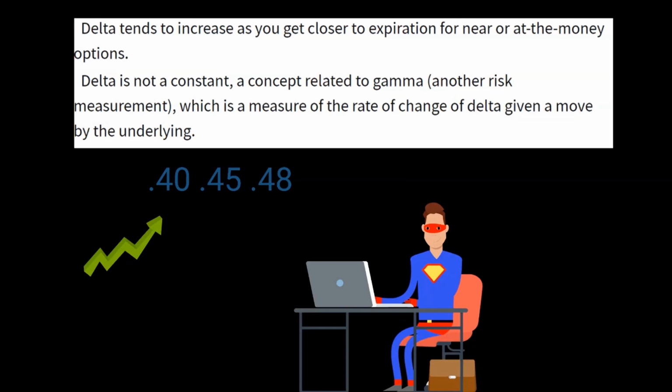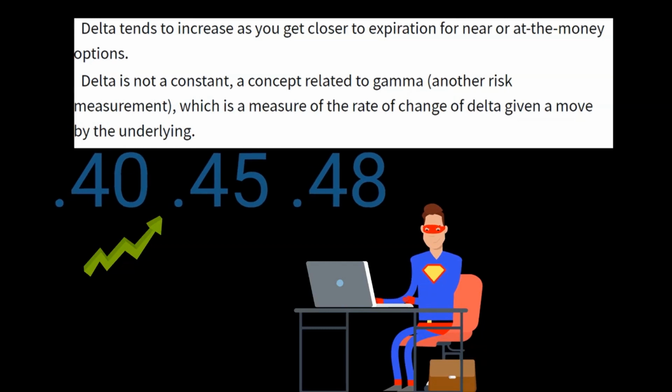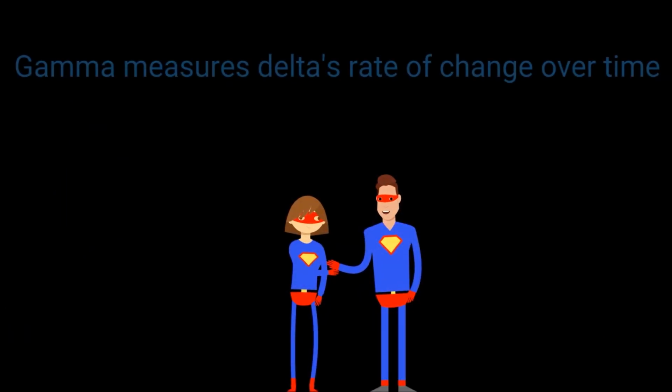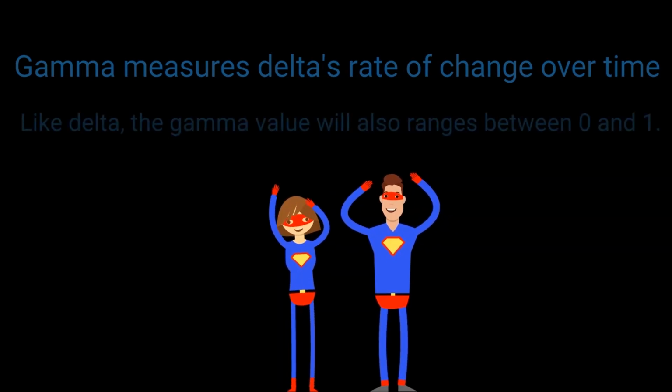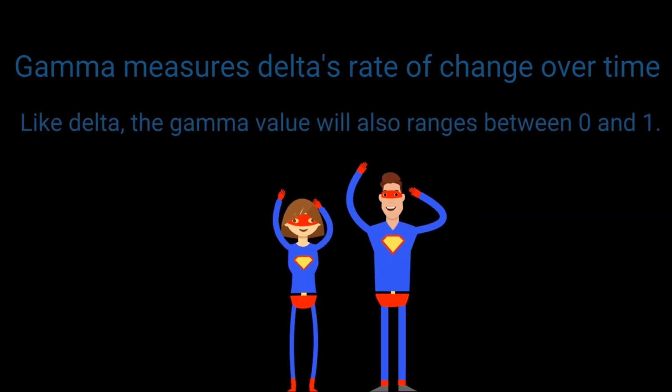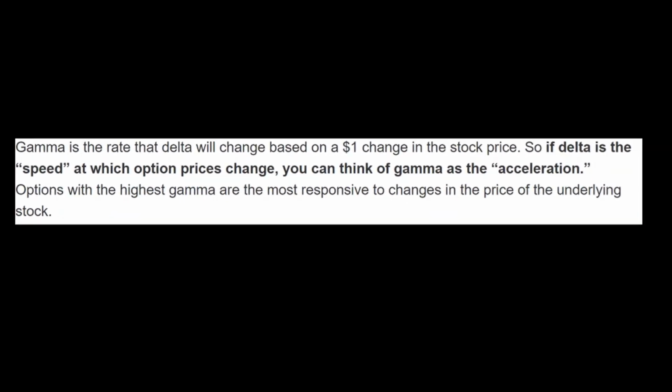A concept related to this is gamma, which is a measure of the rate of change of delta given a move by the underlying stock, of course. So gamma is delta's sister in a way. Gamma measures delta's rate of change over time. Like delta, the gamma value will also range between 0 and 1. Gamma is the rate that delta will change based on the dollar change in the stock price. So if delta is the speed, then gamma is the acceleration.